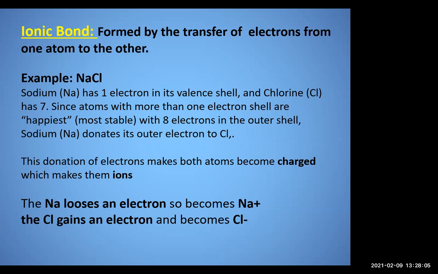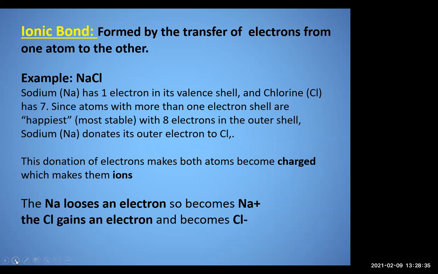And chlorine wants one more electron to complete its outer shell. So sodium loses an electron and becomes Na+, which is a positive ion. And chlorine gains an electron and becomes Cl-, so it's a negative ion. And then the charge between those two makes for a bond and makes them very strong. It's a strong bond. Any questions on that?